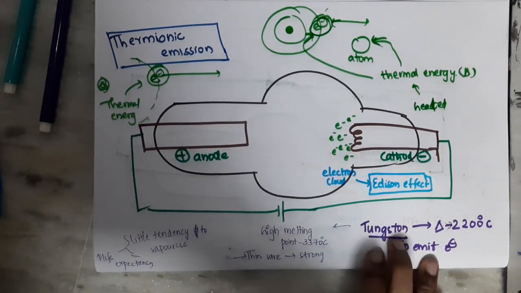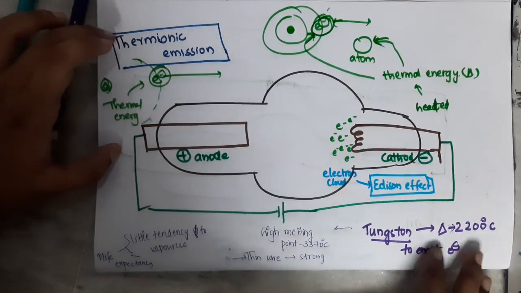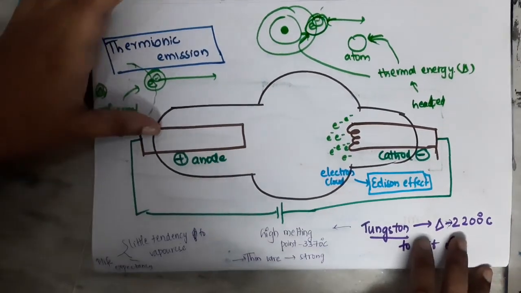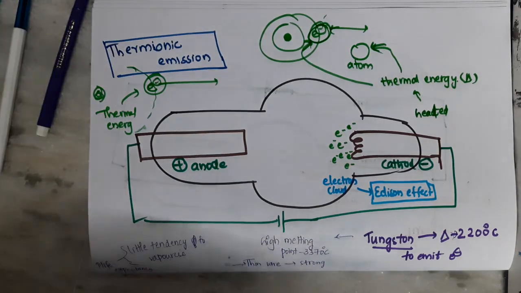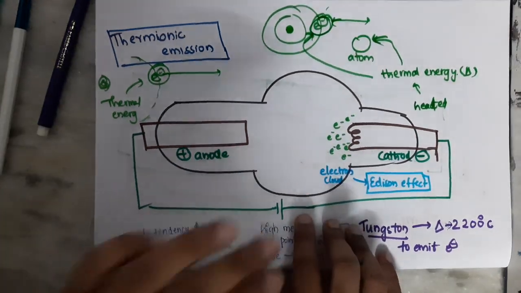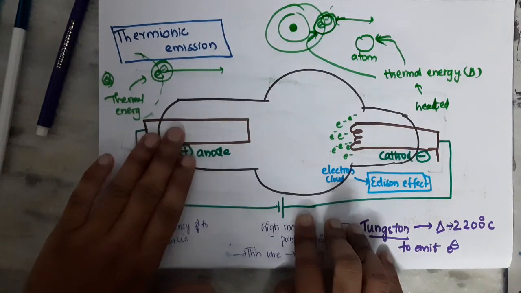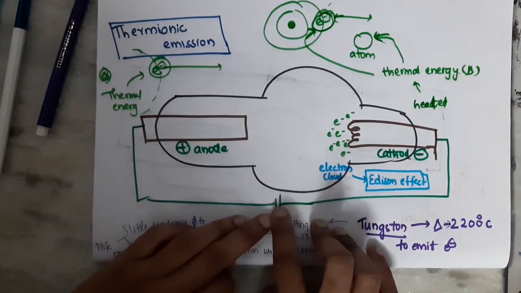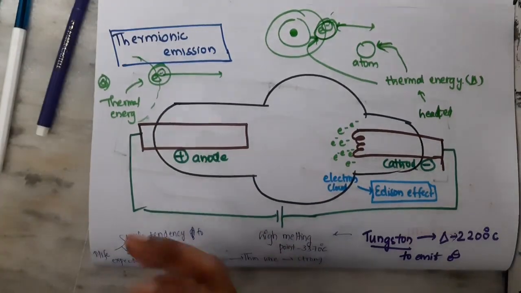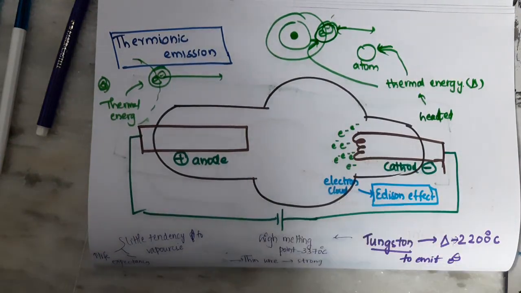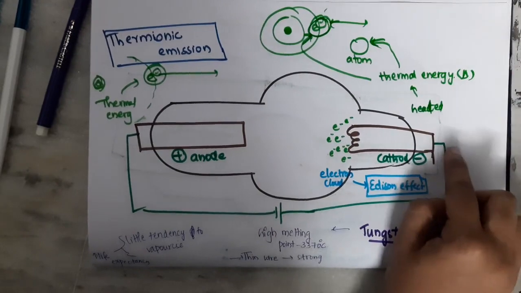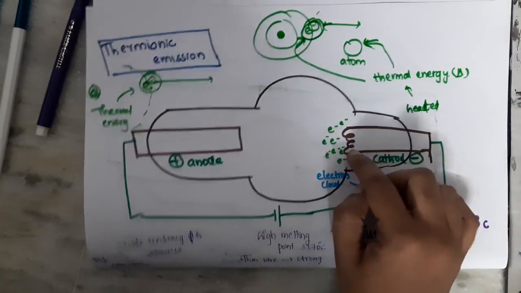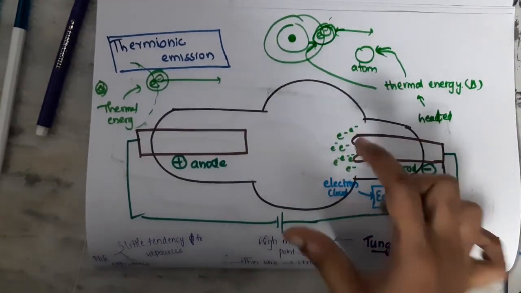Now, this is about the thermionic effect and Edison's effect. Let me repeat this process again so that it is very clear for everyone. When the cathode and anode are connected to a battery, or any current supply, and electricity is given, the electrons will pass to the cathode and start heating the cathode, which is nothing but tungsten here.